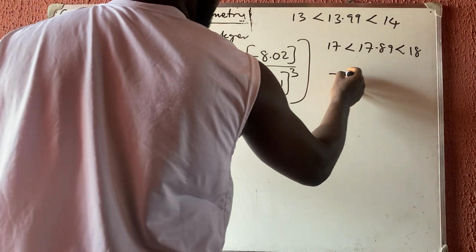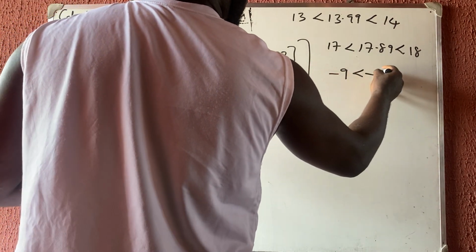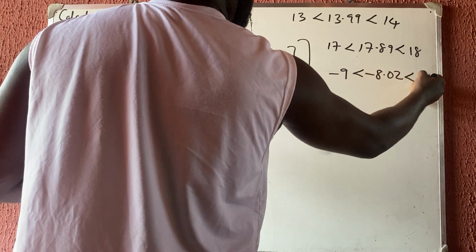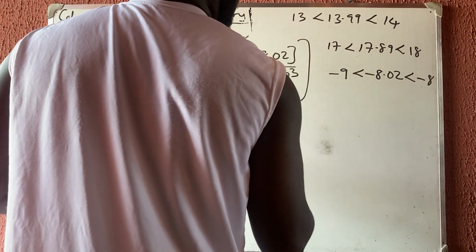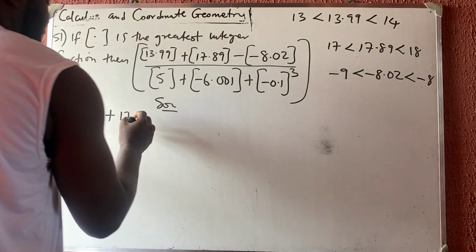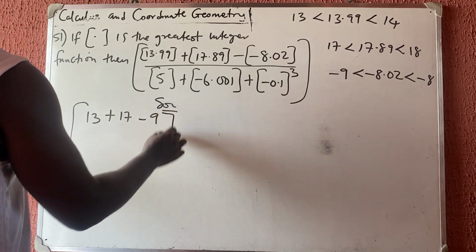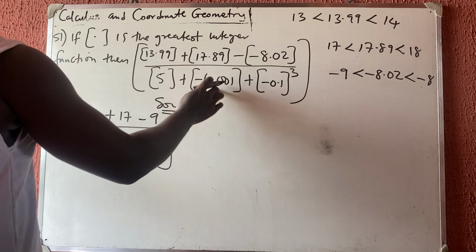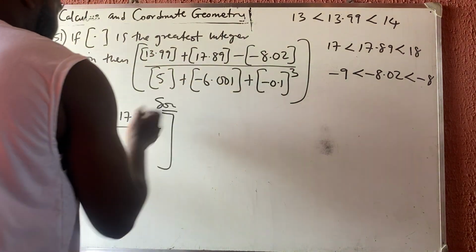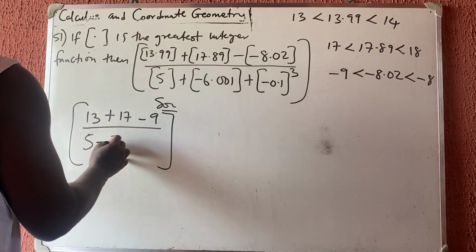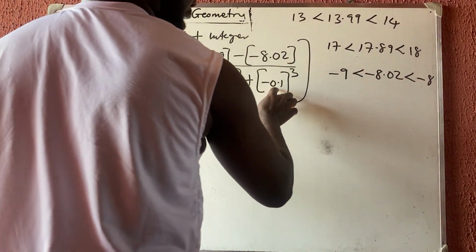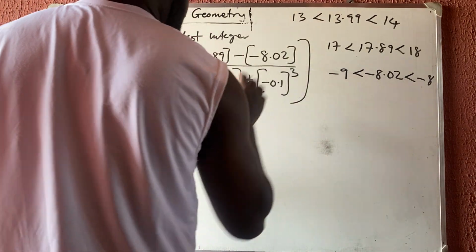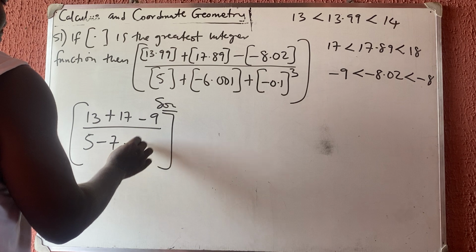So I'm having minus 9 is less than minus 8.02, which is less than minus 8, right? And so I'm taking minus 9, the left hand side. So minus 9, you close all over. Here is simply 5, is a whole number. So this one is minus 7. Automatically, you have learned it. So minus 7 here. This one will give you minus 2. So minus 2 cube will give you minus 8. So this is minus 8.